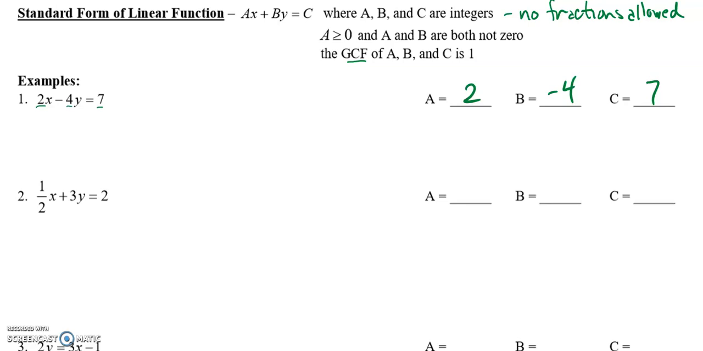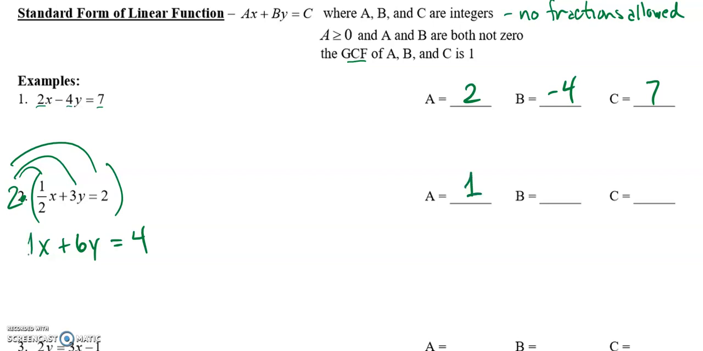When I say I'm going to multiply by 2, I am going to multiply everything, every piece, by 2. So when I distribute the 2, 2 times 1/2 will give me x. 2 times 3y will give me 6y equals, and the 2 times the 2 will give me a 4. Now it's in standard form. The GCF is 1, there's no fractions, the x and y are on one side, the constant's on the other, and a and b are both not 0, and the a value is positive. What's a? 1, that coefficient out front. B is the 6, and C is the constant on the other side, 4.